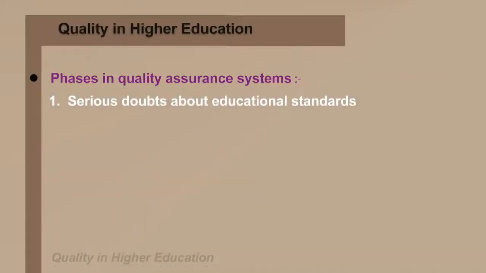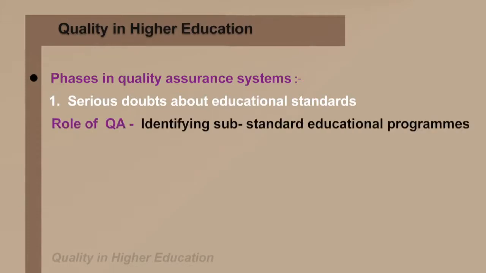You may move to some other state or to another country for employment. So serious doubts about higher educational standards. So what happened is that the role of quality assurance in these kinds of systems, where there are doubts about standards, becomes to identify which are the substandard educational programs first of all, and to weed them out.